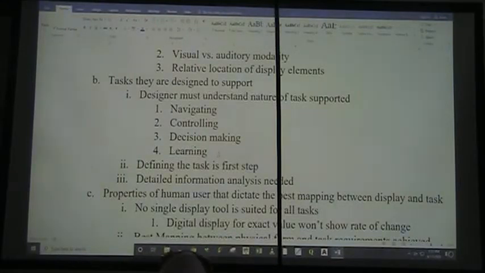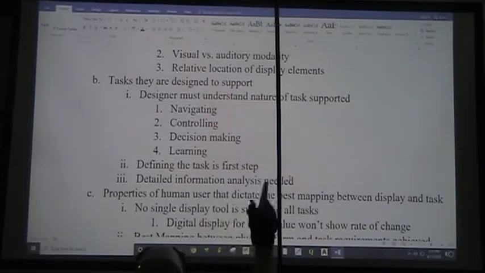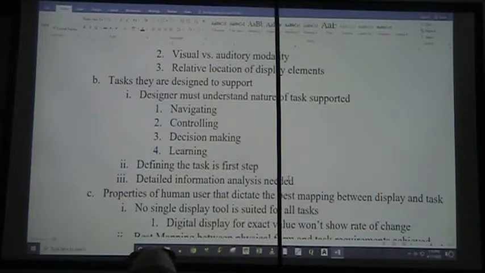Okay, so first we have to define the task. Defining the task is actually always the first step in human factors or any kind of engineering design. We need detailed information analysis. We have to know what information has to be presented. It can't be a speech where we start going, we hold these truths to be self-evident. You know the thing. No, we've got to know what the information is.